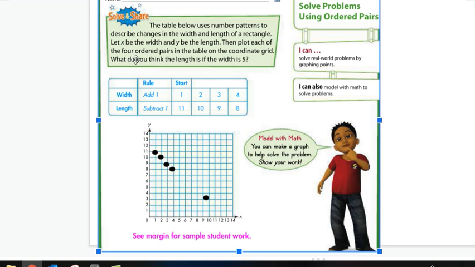Okay, so we need to figure out what the length is going to be if the width is 5. That would just be continuing this graph. We added 1, so the width is 5, and we need to continue to subtract. We're going to subtract 1 from the length, so the length is 7. So I solved that mathematically, but I could also solve it using the points that I just graphed.